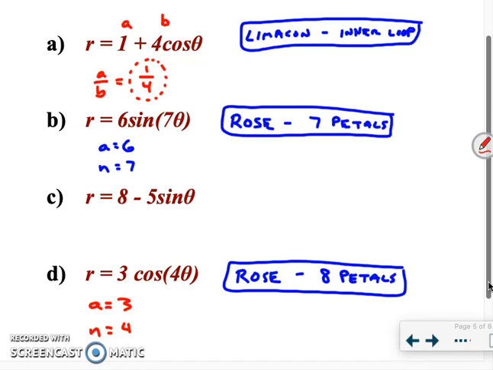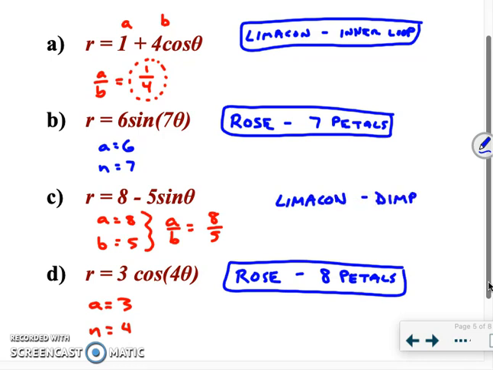I feel like I did not mention that in part A because it was positive. But we would say that A is 8. We would say that B is 5. So from that standpoint, my A over B value is going to be 8/5. So 8/5, that's bigger than 1, but it's less than 2. So if A over B falls right there in that range between 1 and 2, again, we know that this is a limacon, and specifically it's the dimpled limacon.